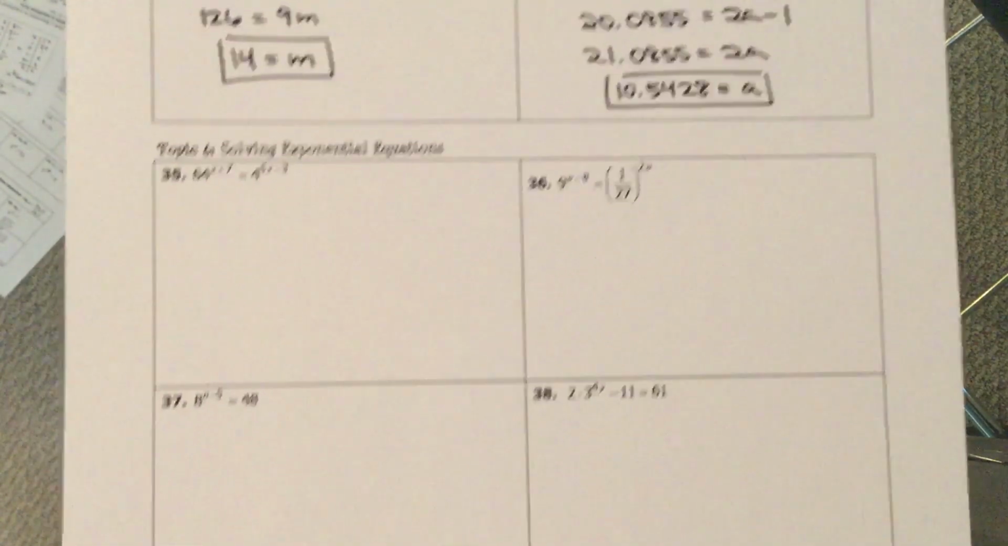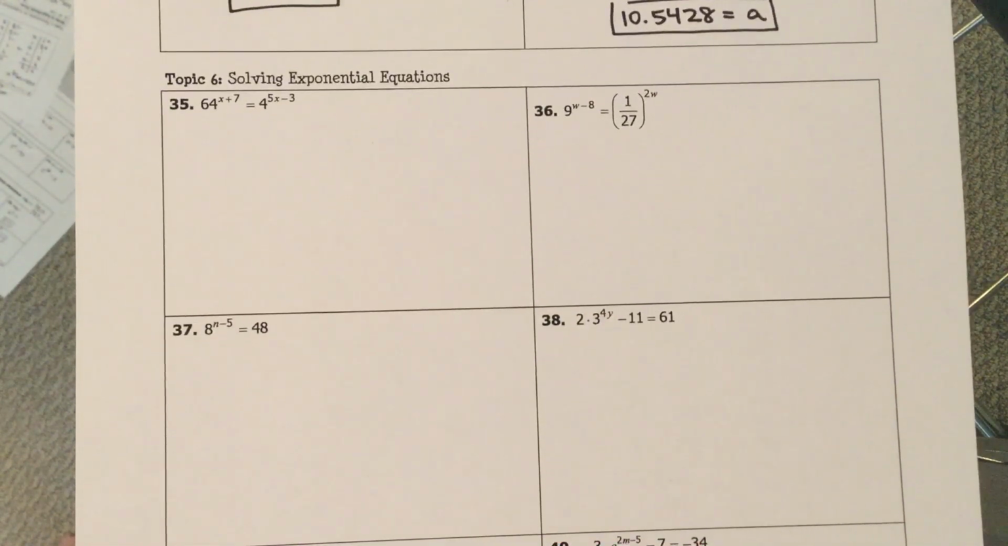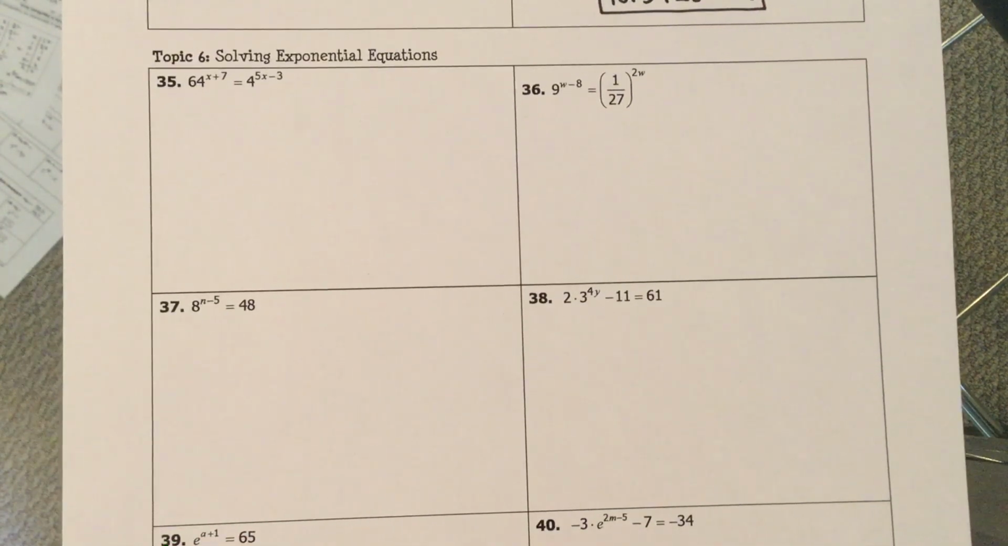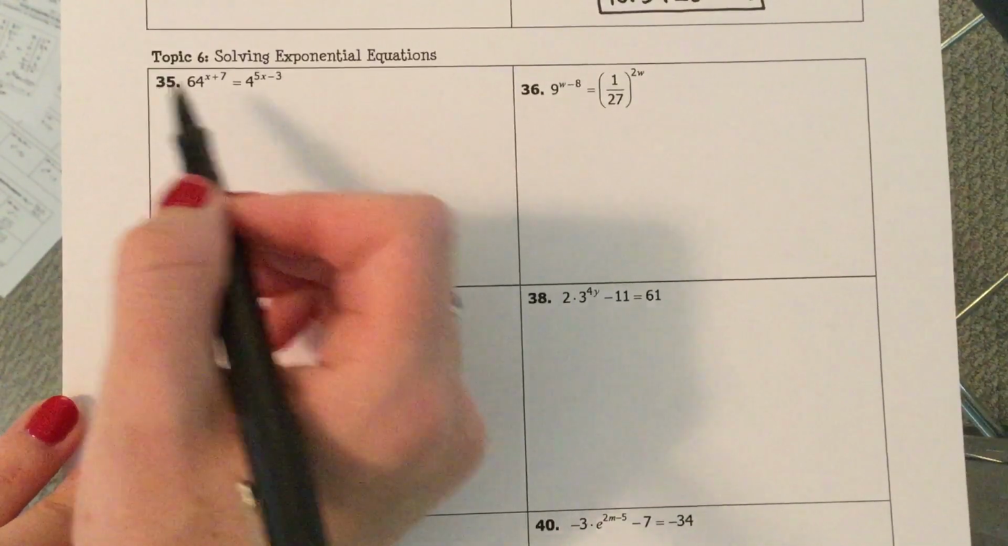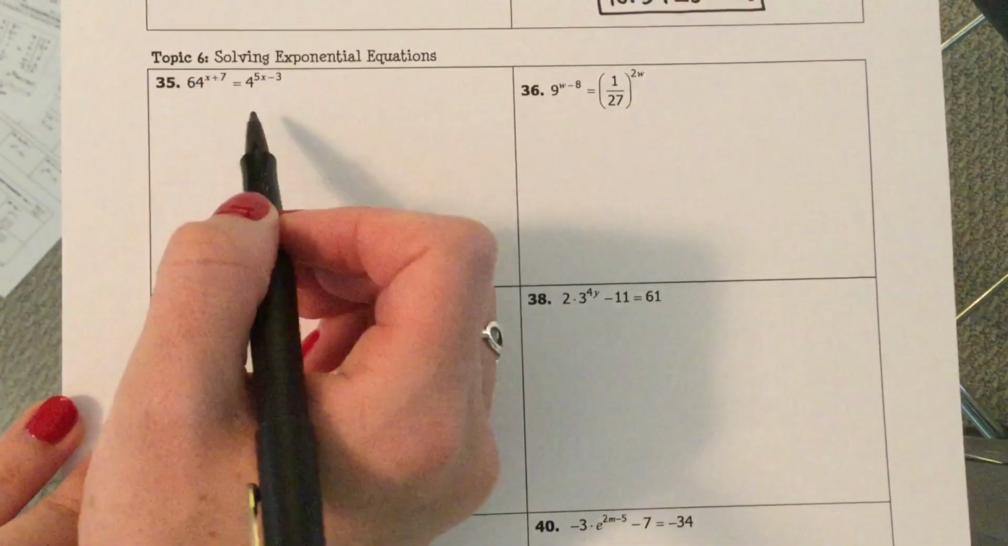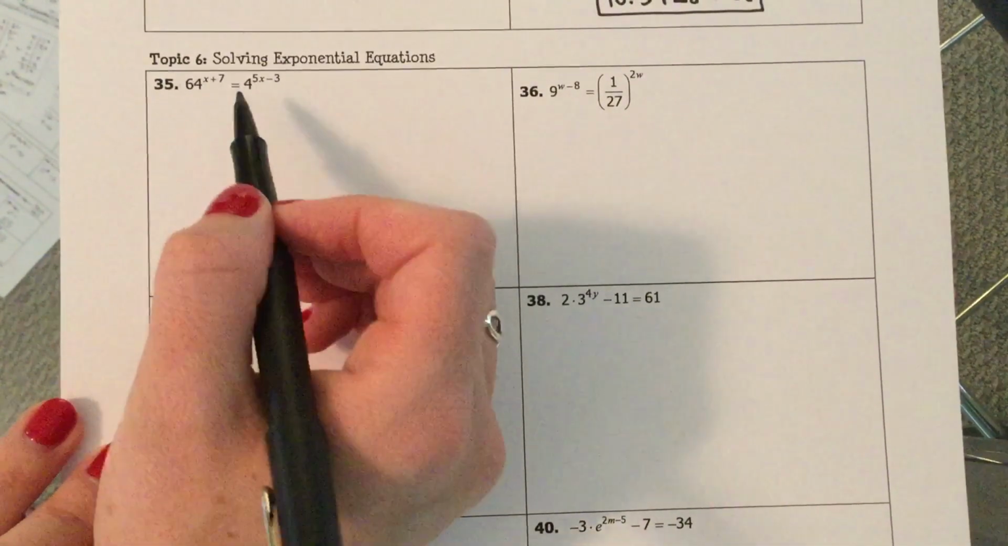All right, our next topic, solving exponential equations. So these are all combined in one. So we have a few different types. There were some where we could change the bases to get them to match. There were some where we couldn't, so we had to put them into log form. So let's check them out. Always check the bases to see if they can be broken down to a common base first. So for number 35, 64 can be written as a power of 4. So you start by doing that.